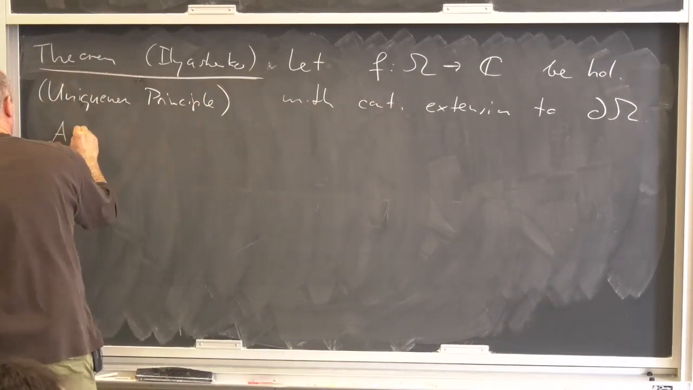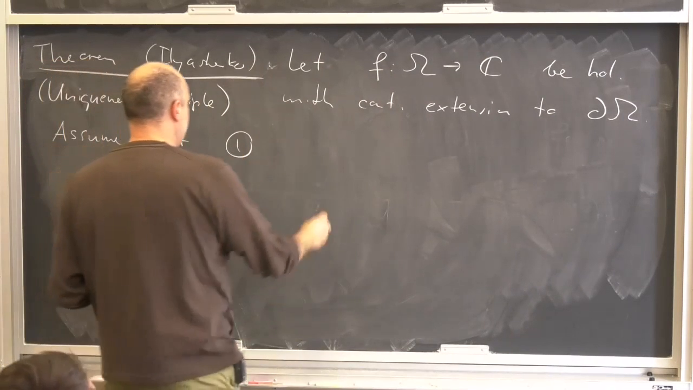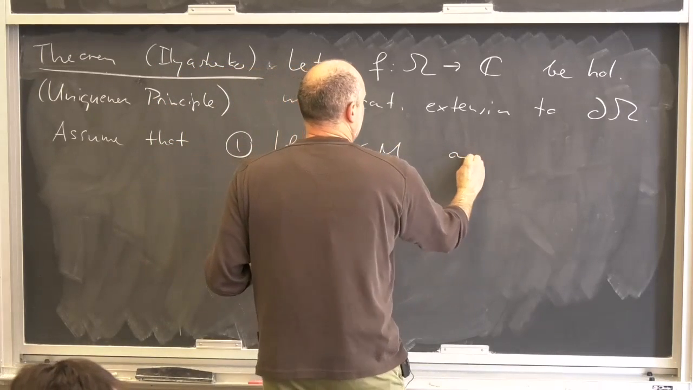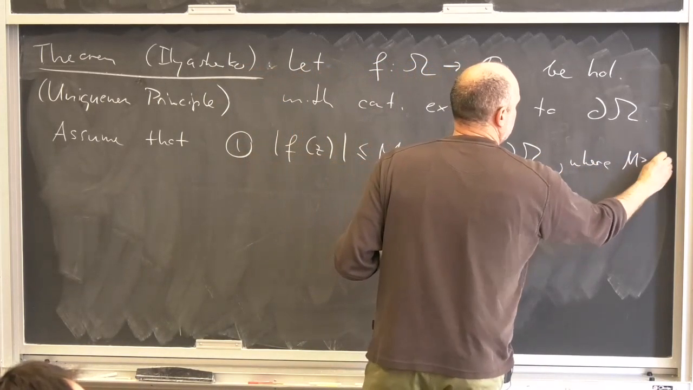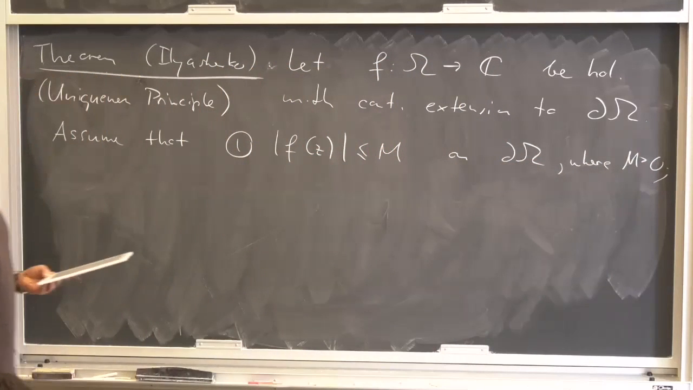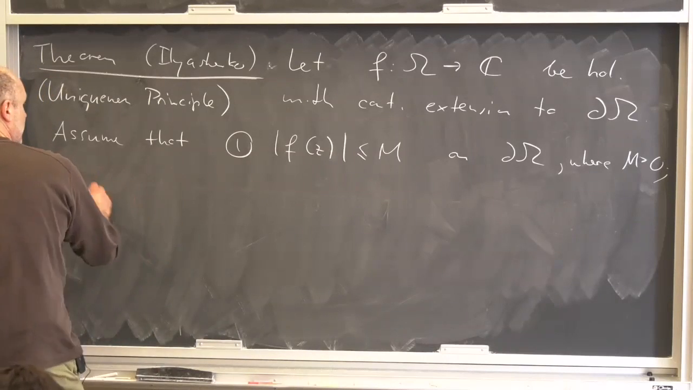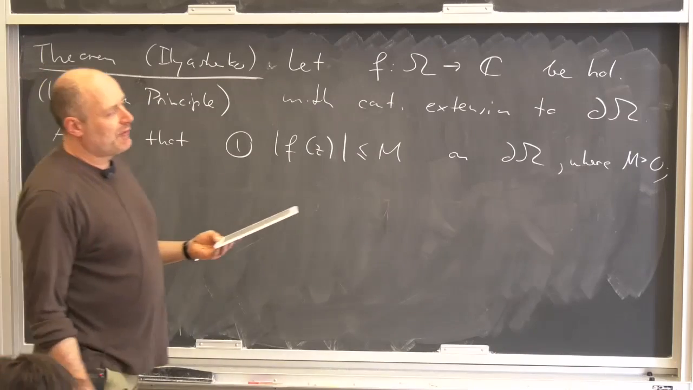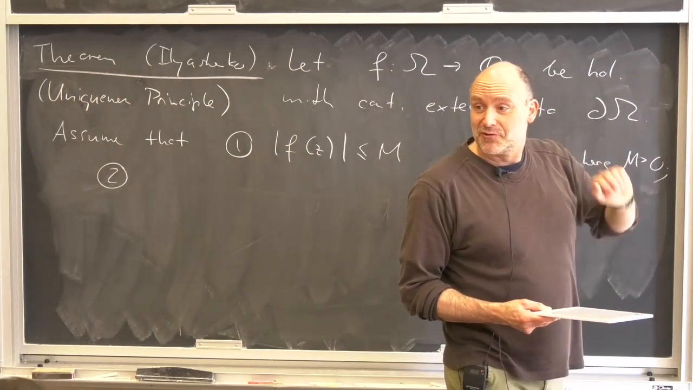Let's assume two things. One is that, again, it's bounded by some number m on the boundary. Remember, these holomorphic extensions are supposed to be bounded. And two, what we're trying to say is that if its asymptotic series here is 0, the function should be 0.